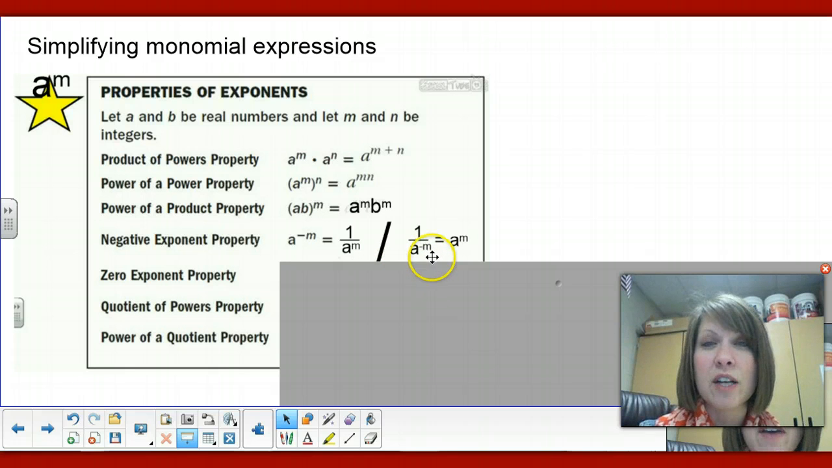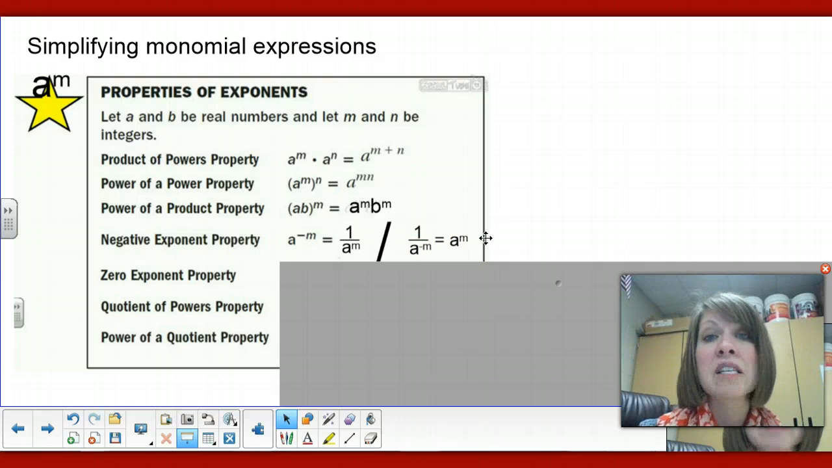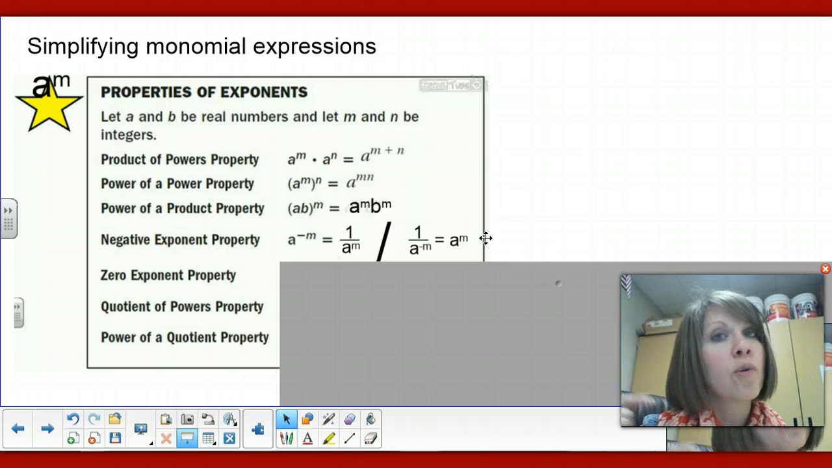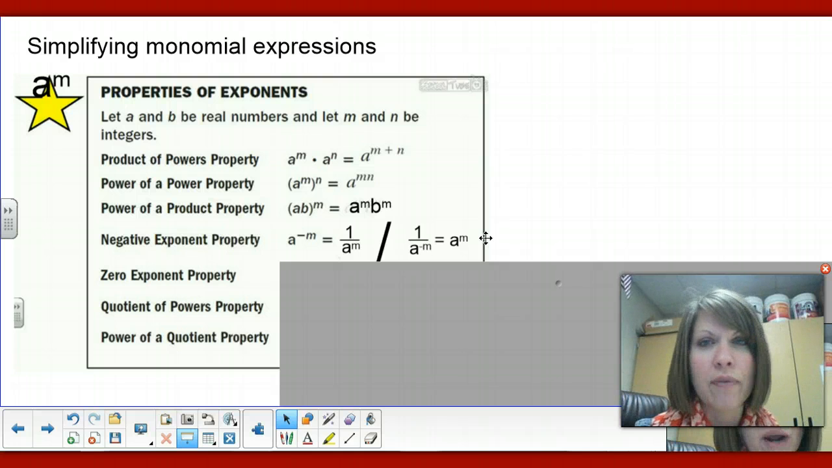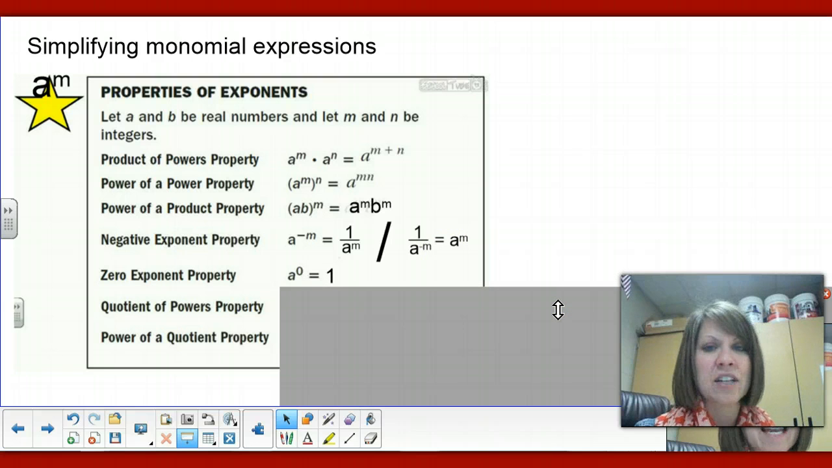If you have a negative exponent that's in the denominator already, again, that means that that a to the negative m shouldn't have been in the denominator. It should be in the numerator. So we write it as 1 over a to the negative m is really a to the positive m power over 1. We don't have to write the over 1, though. Okay, zero exponent property, anything to the 0 power is equal to 1.